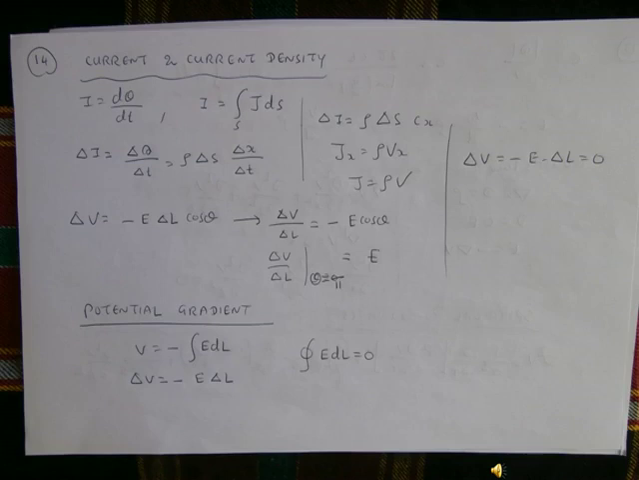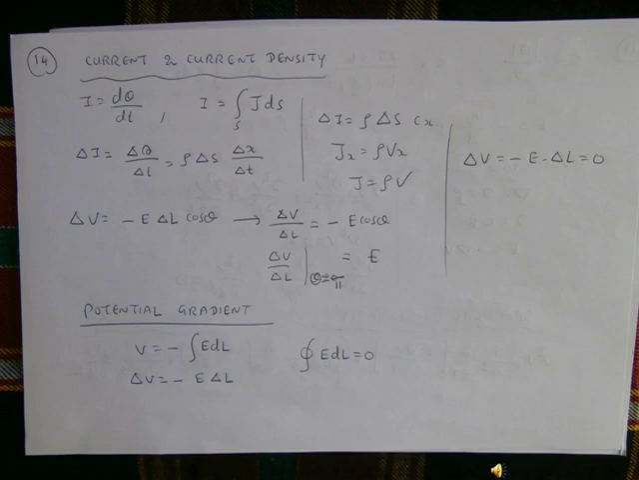Then we will calculate the current and the current density. The current equal to del theta by del t. The equal is equal to the rate of change of the charge is the current. So I equal to del q by del t, dq by dt. Therefore, the I equal to the surface integrate JDS. So J is the current density and the ds is the surface area. So I equal to surface integrate JDS.